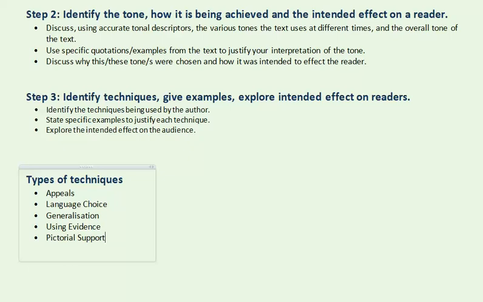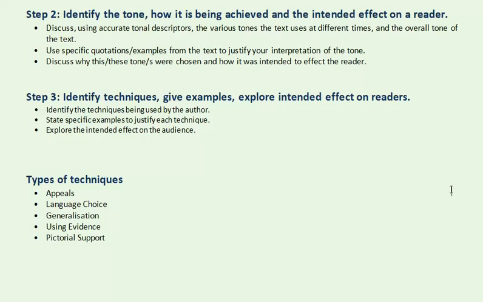Step 3 is to identify the techniques being used to persuade in the piece, give examples of them, and explore the intended effect. All right. Now that includes the appeals that we learned yesterday. All right.